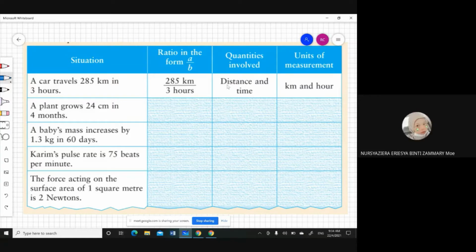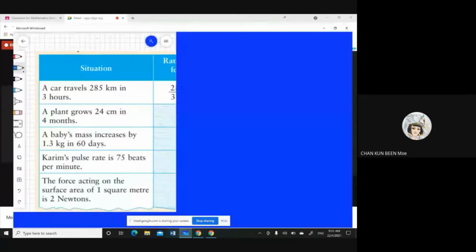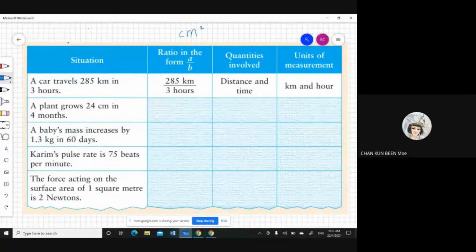Distance. Length. Okay, it's a bit confusing here. Some of you said length, some of you said distance, right? But the actual answer is distance. So just remember for centimeter, kilometer, meter, everything, the quantity involved, we use it as distance. Okay, what about square centimeter? What is the quantity involved for this one? Can you guess? We learned this before. This one is actually area.